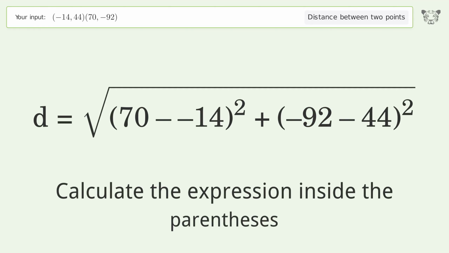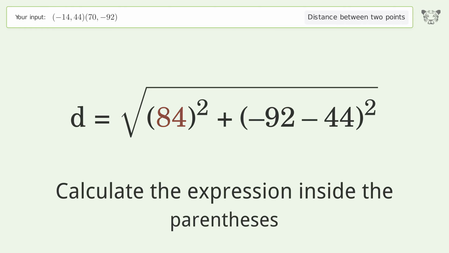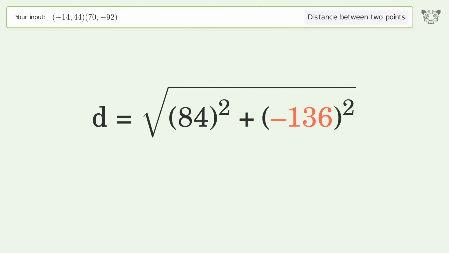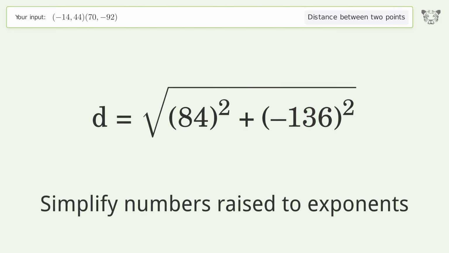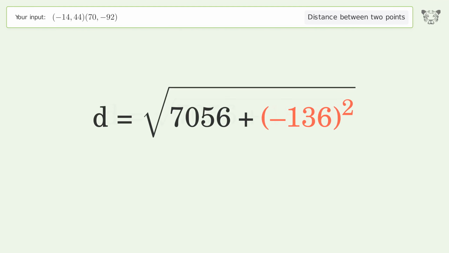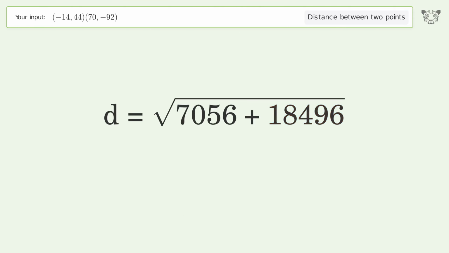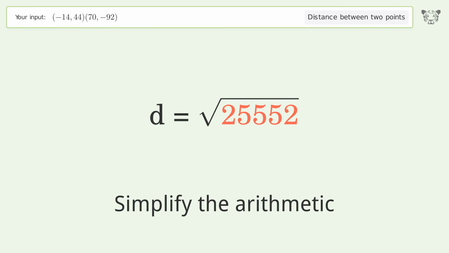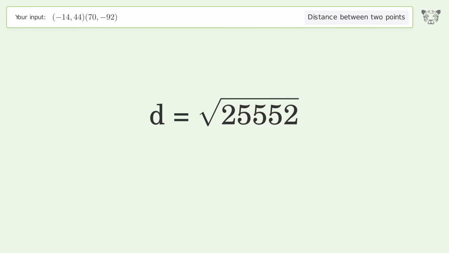Calculate the expression inside the parentheses. Simplify numbers raised to exponents. Simplify the arithmetic. And so the distance between the 2 points is the square root of 25,552 or 159.85.